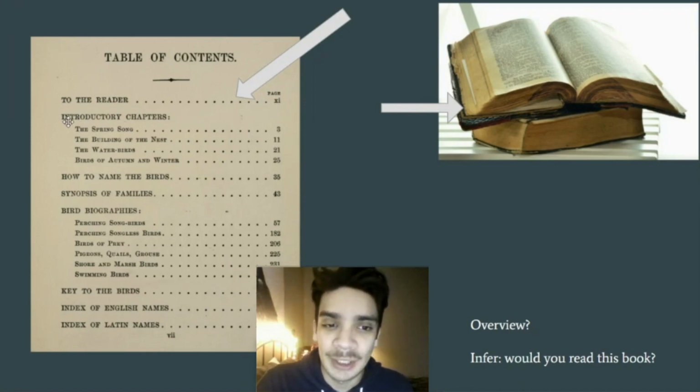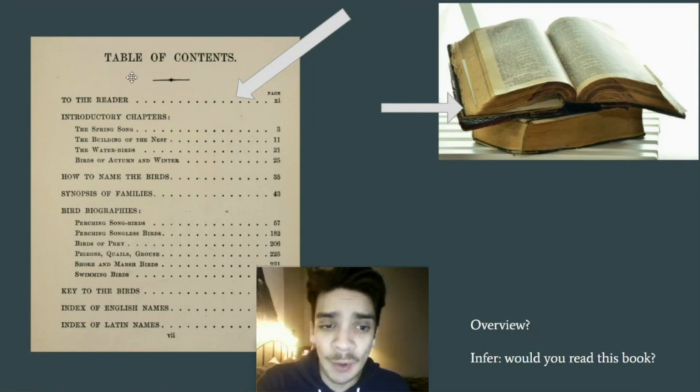Then we see our introductory chapters. The Spring Song, page 3. The Building of the Nest, page 11. The Water Birds, page 21. Birds of Autumn and Winter, page 25. How to Name the Birds, page 35. Synopsis of Families, page 43. And so forth, with bird biographies, key to the birds, index of English names, and index of Latin names.